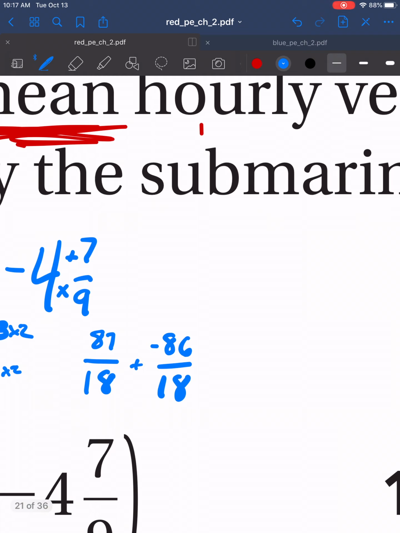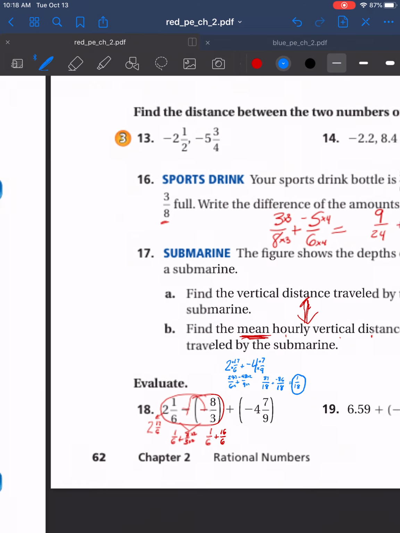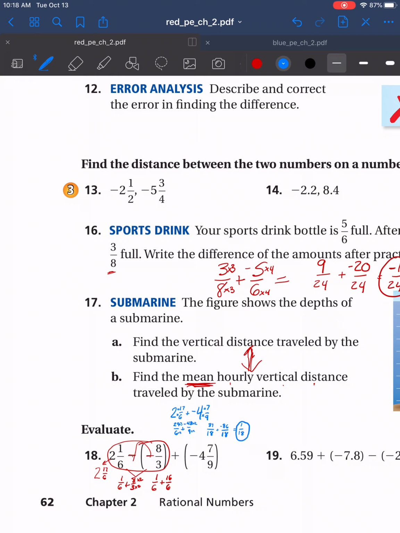Now I can say signs are different, so I subtract. 87 minus 86 equals 1. Keep your denominator. Take the sign of the bigger number, and my bigger number is positive. So my answer is positive 1/18. There's nothing more I could do with that. I cannot simplify that anymore. It's a lot of work, I know. But your answer to 18 is 1/18.